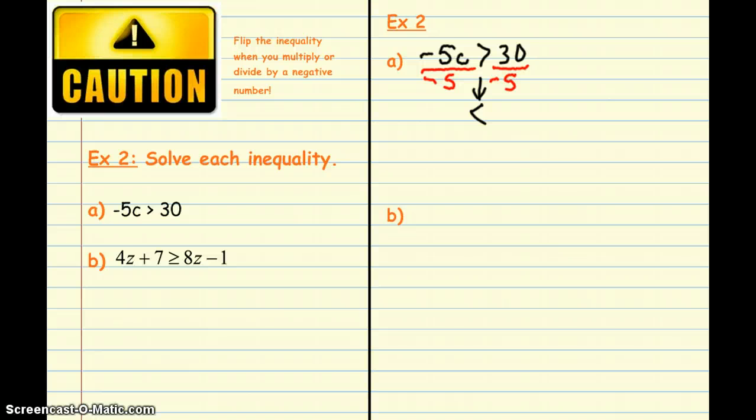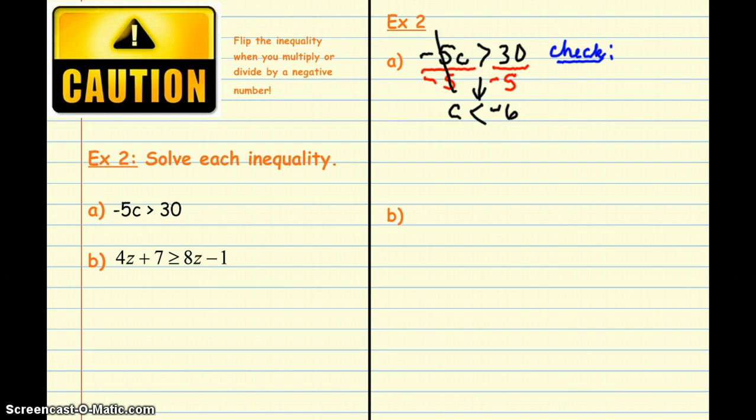So from here, we're going to finish this problem exactly as we would usually. My negative 5's cancel, and that leaves me with c is less than, and 30 divided by negative 5 is negative 6. Now in the previous screen, I showed you how you can check your answers.